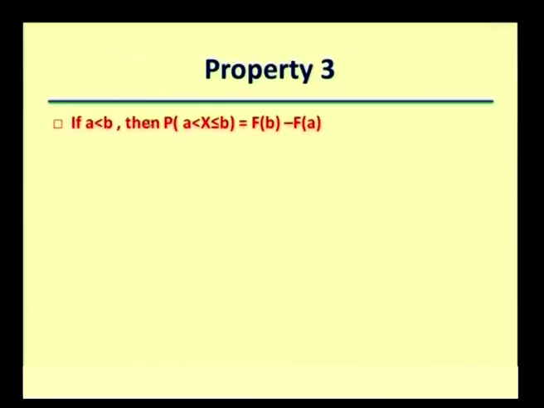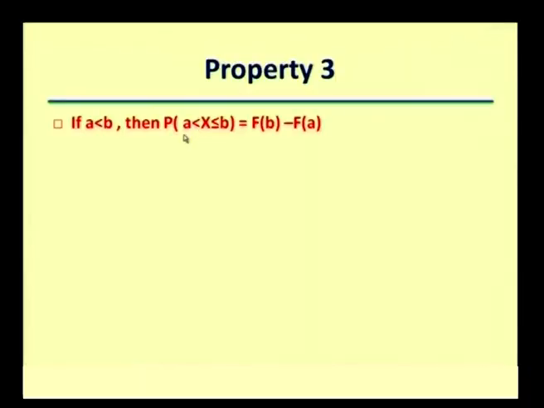Let us see property number 3. Property number 3 says, if a is less than b, then P(a < X ≤ b) is equal to F(b) minus F(a). We have to prove the probability of X taking a value between a and b is equal to F(b) minus F(a). Let me draw the axis.